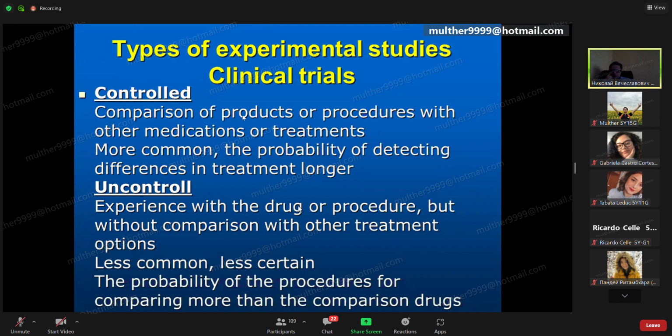In uncontrolled trials, there is experience with the drug or procedure, but without comparison with other treatment options. These trials are less common and less certain, and the probability of detecting differences is lower than in comparison trials.